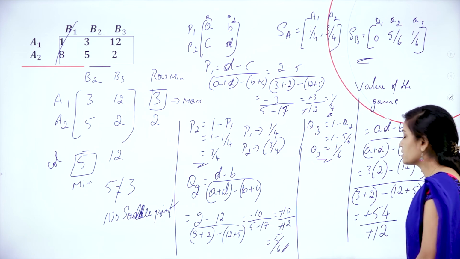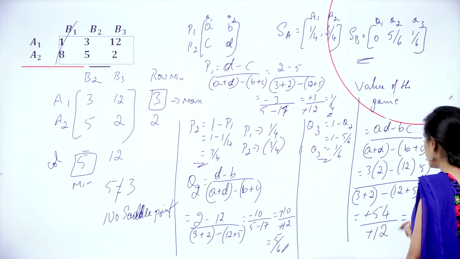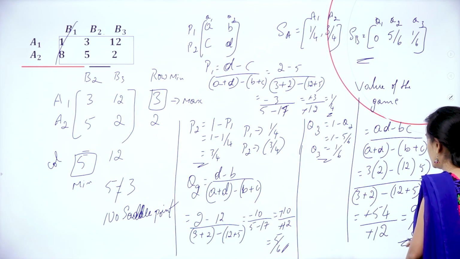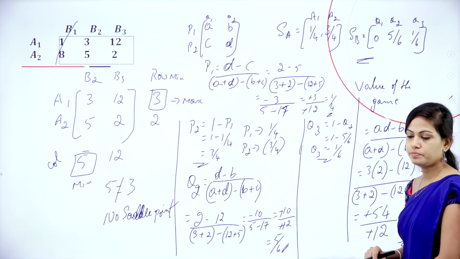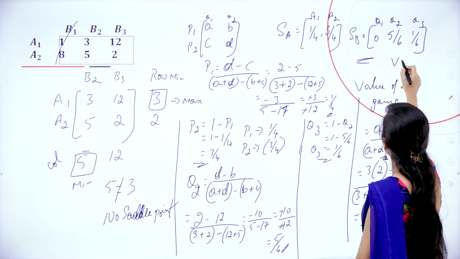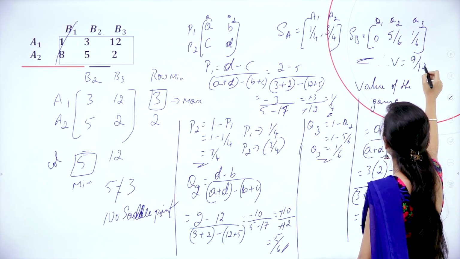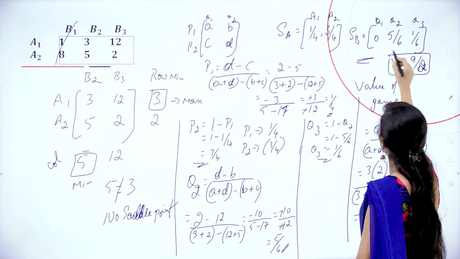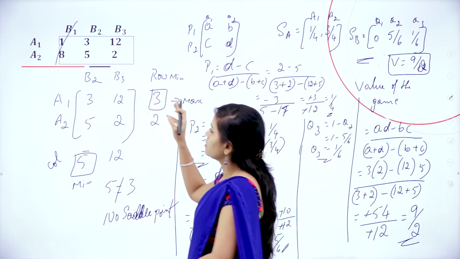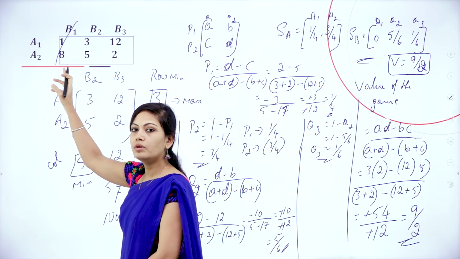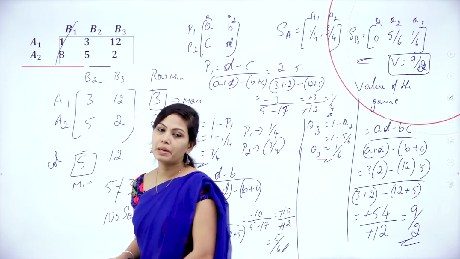So, minus gets cancelled and you can divide this. 6 2s are 12, 6 9s are 54. It is 9 by 2. Therefore, the value of the game is equal to 9 by 2. It is a positive value. If you get a positive value, it is gain to player A and loss to player B.